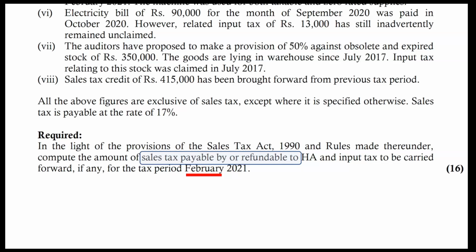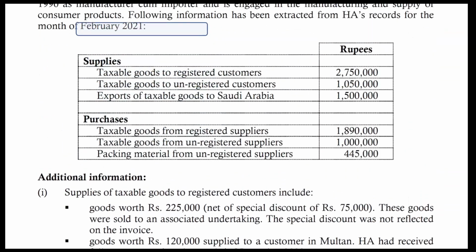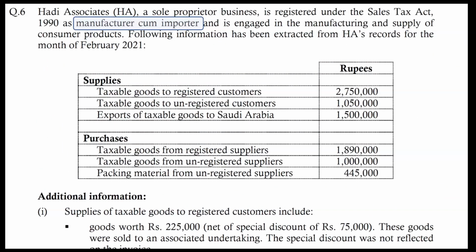Let's do some planning. An answer plan will help you organize your answer. In sales tax question, an important information in first para is always mentioned. Find out whether the business is a manufacturing business or not. This information has impact on our solution. So here it is: a manufacturer cum importer. Some figures are mentioned in table.